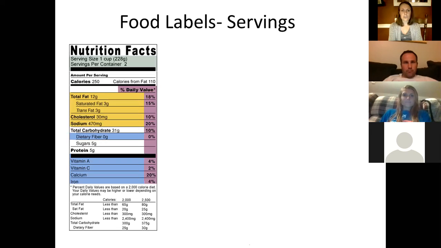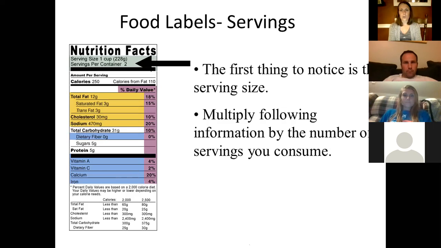Okay, so when we look at a food label, the first thing that we want to do is look at the servings. We want to look at the serving size and multiply that by the amount that we consume. So if someone were to eat this whole container of food, how many calories would be in the whole thing? Go ahead and type in your answer. Awesome, looks like everyone gets it. If we ate this whole package, we'd get the whole 500 calories from this product.